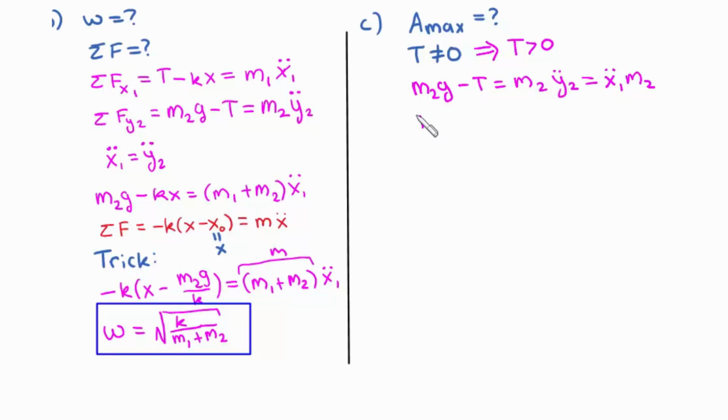Okay, so I'm going to isolate out my T, and I'm going to use my x double dot. From now on, I'm going to say that my x1 double dot is just equal to x double dot. So I'll have that my T is equal to m2g minus m2 x double dot. Just isolate out my T from here.